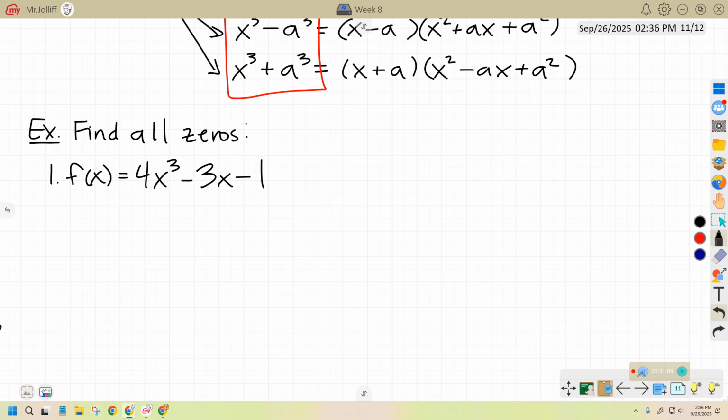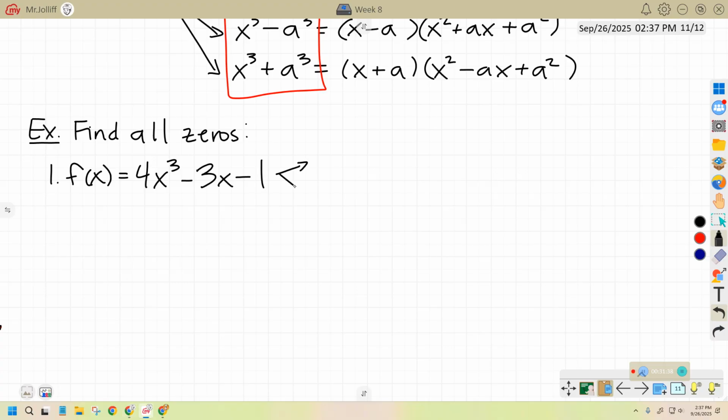So first thing I'm going to do is just really quick that mental checklist. It doesn't have 4 terms, so can't factor by grouping. It's not a quadratic or something that looks like a quadratic, so I can't play the x game. And it's not got 2 terms, so it's not a sum or difference of cubes. It's not a difference of squares. So I'm going to have to go to the rational zero theorem. I can't do this by factoring.